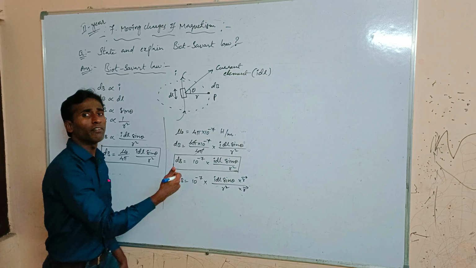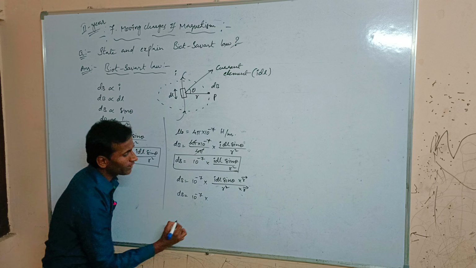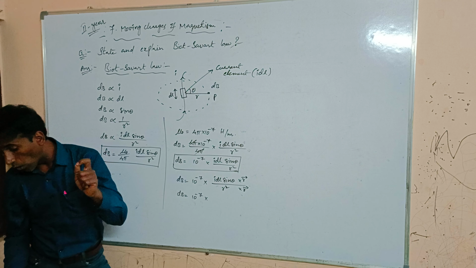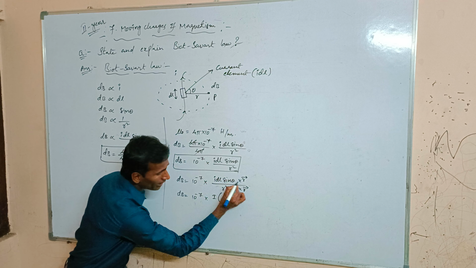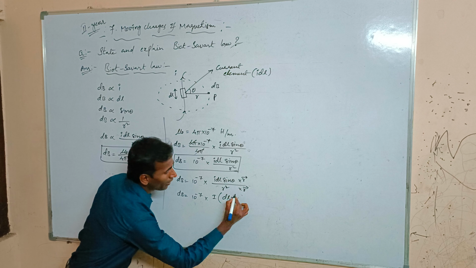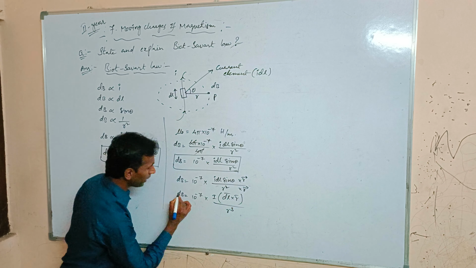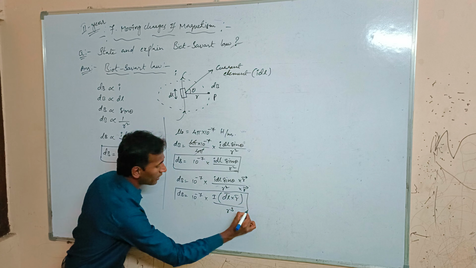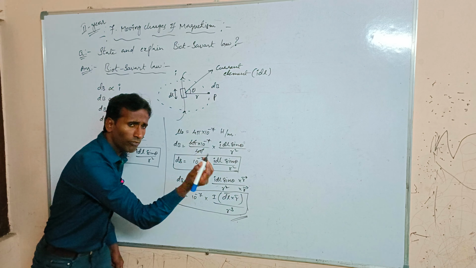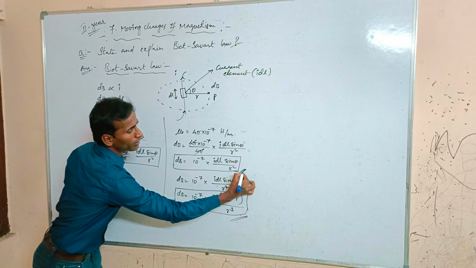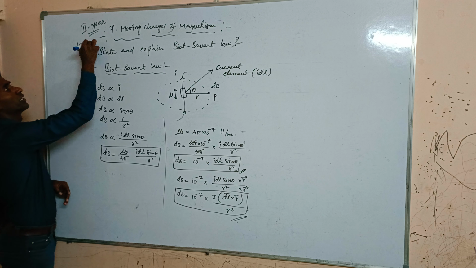Whenever we multiply and divide by vector r, we get dB equals 10 to the power minus 7. I is the constant, so we can write it outside. The remaining part we can write as dl cross r by r square into r cube. This equation is the vector form equation. You have to write up to here only, and you will get the full 4 marks. This is the most important for a 4 mark question.